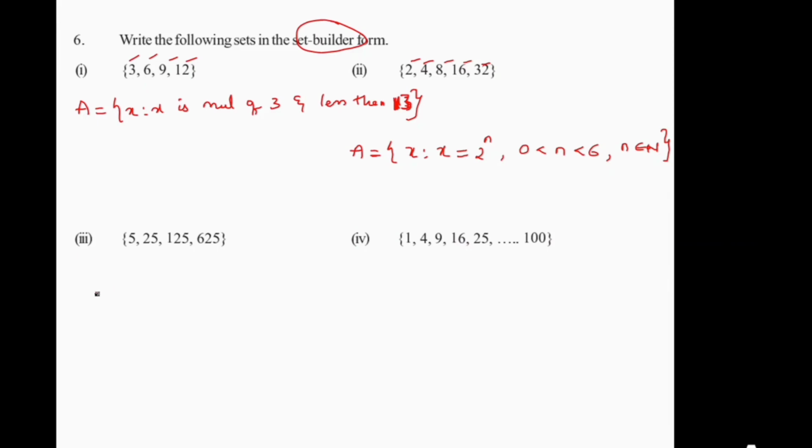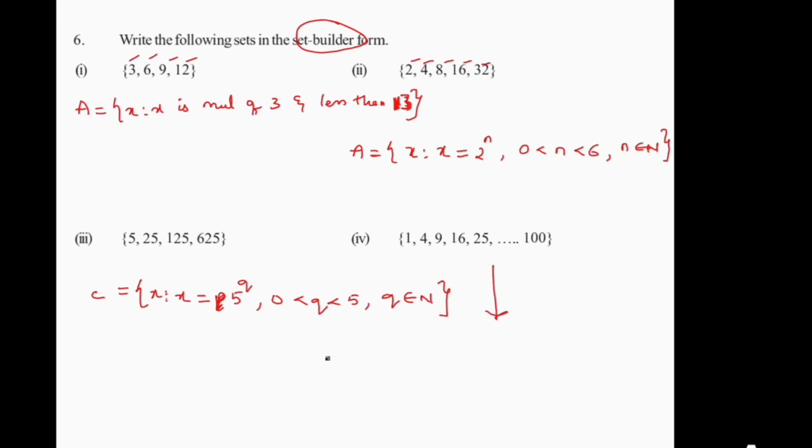Okay, so let's look at this one here. I can see that it's a multiple of your fifth table. I can write x such that x is equal to 5 to the power q, where the value of q lies only up to 5 and q belongs to the set of natural numbers.